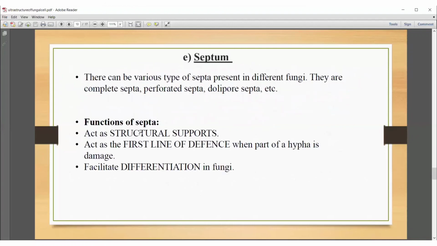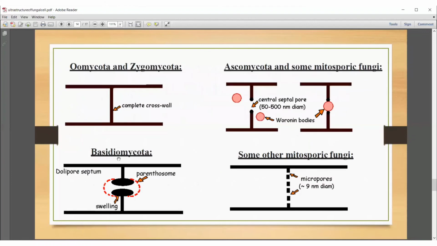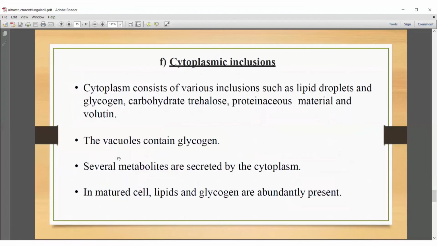What can be the functions of septum? Septa can give structural support. First line of defense when part of hypha is damaged, and differentiation of fungi. They will do the work of differentiation. These are three functions. Different types of septa in oomycetes, ascomycetes, basidiomycetes, and some microscopic fungi. Cytoplasm inclusions. Cytoplasm consists of various inclusions such as lipid droplets.